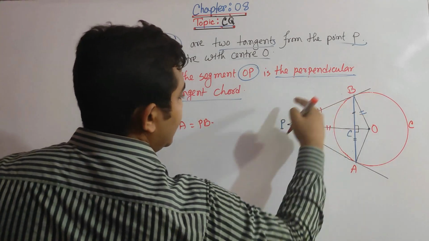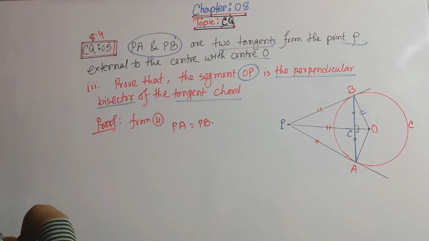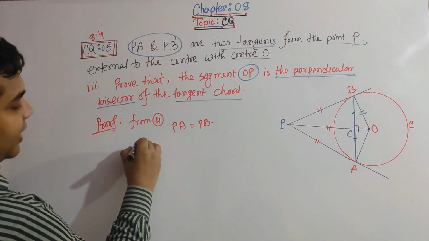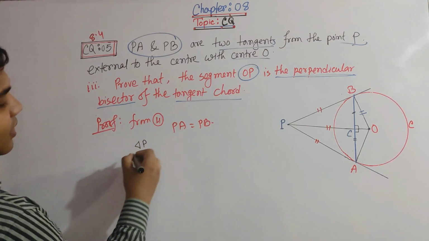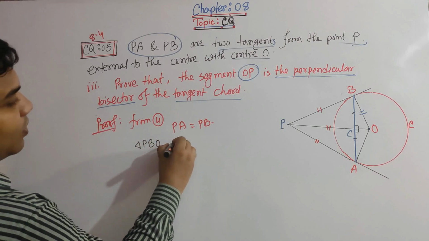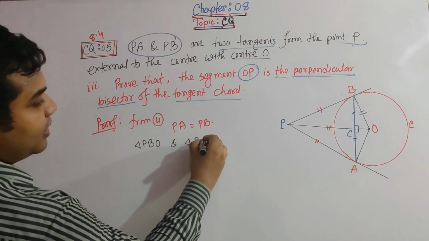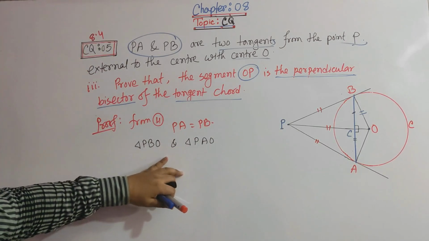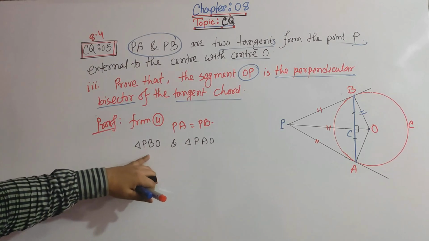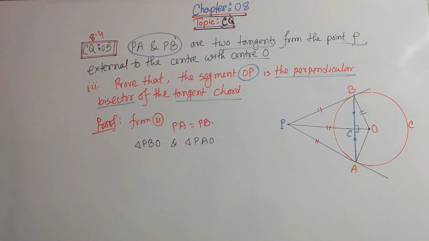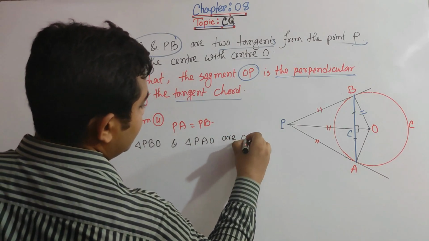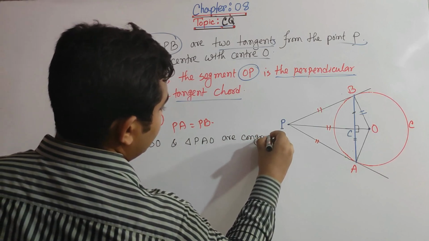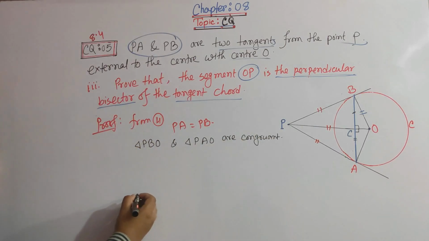Now triangle POB, triangle PBO and triangle PAO, these two were congruent at the first time, isn't it? These two are congruent. That was the first part. So this and this are congruent. Okay, so these two triangles are congruent.